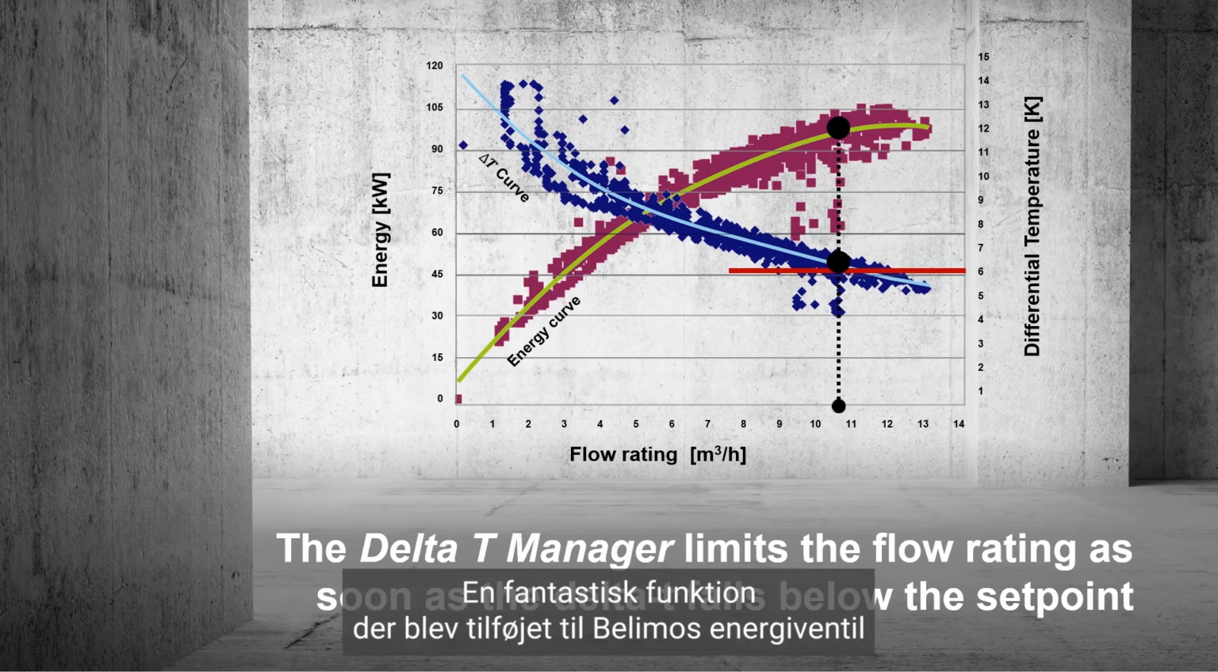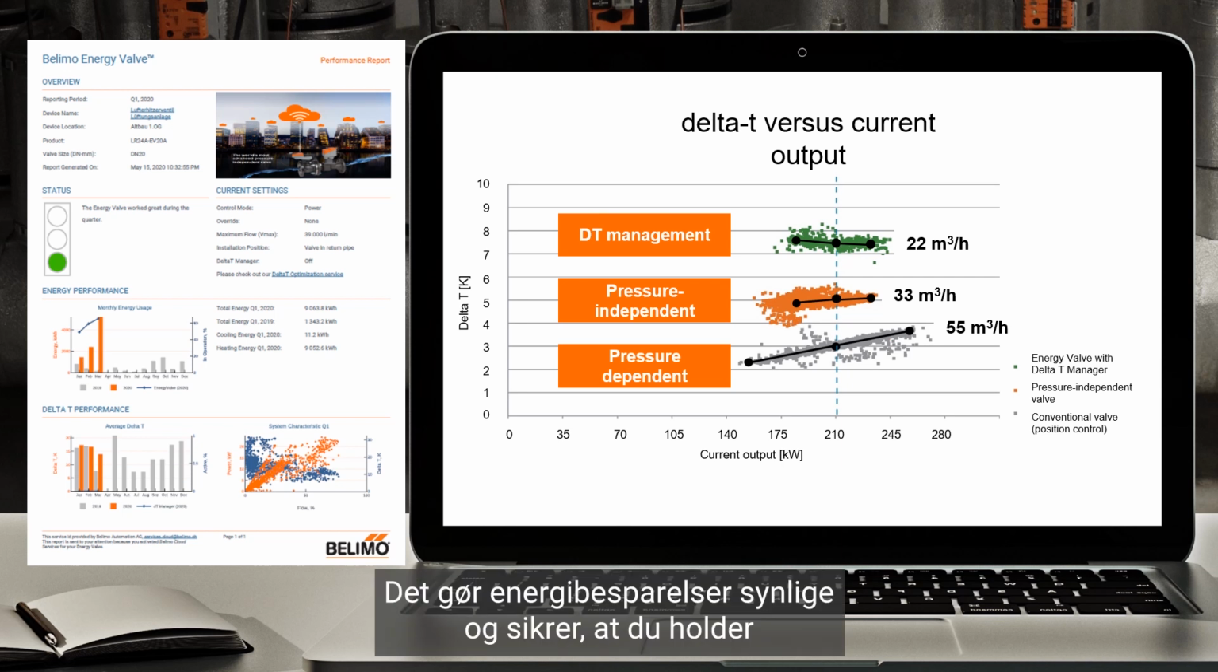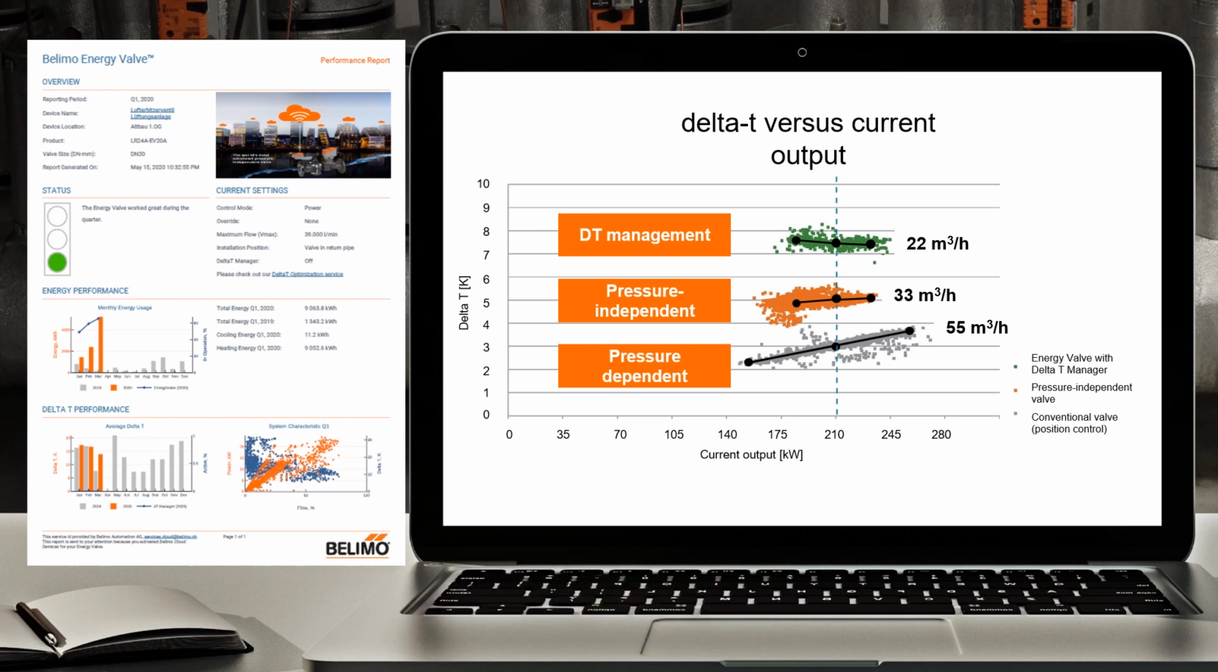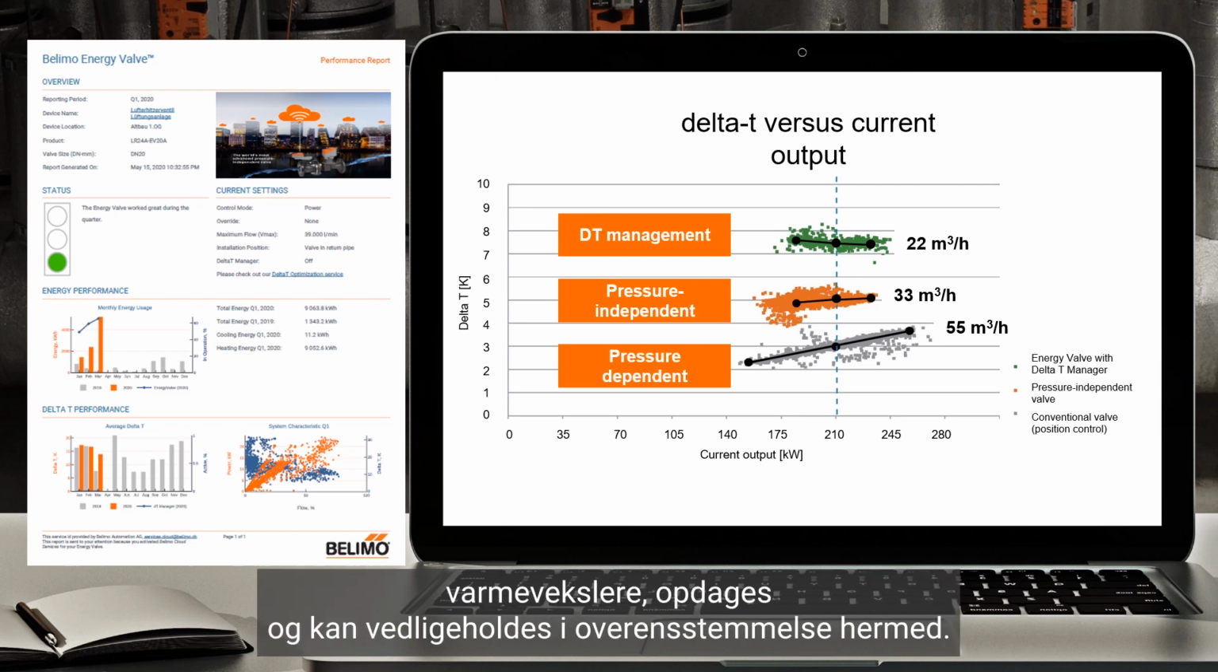A great feature that was added to the Belimo energy valve is the automatic creation of performance reports. It makes energy savings visible and ensures that you keep the efficiency of your HVAC system at the highest possible level. Inefficient operation, for example due to clogged heat exchangers, is detected and can be maintained accordingly.